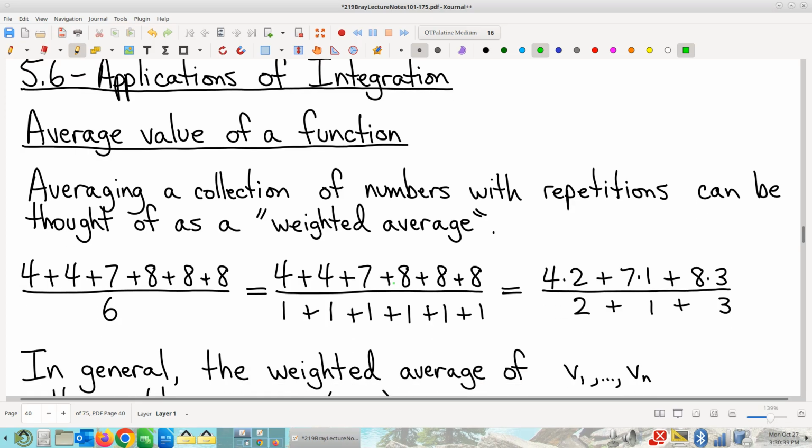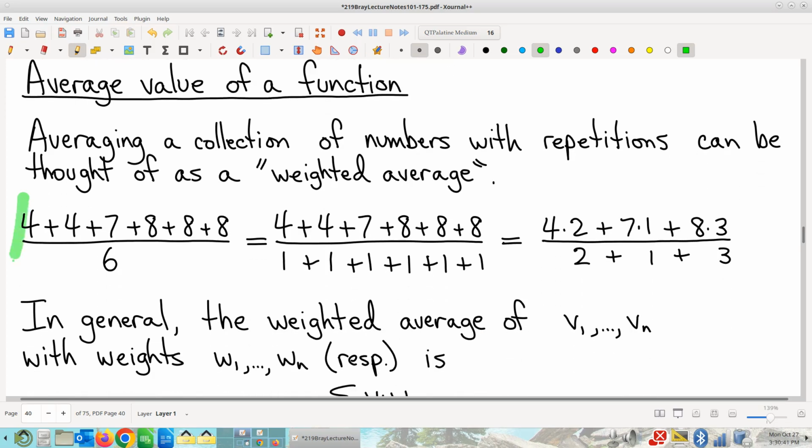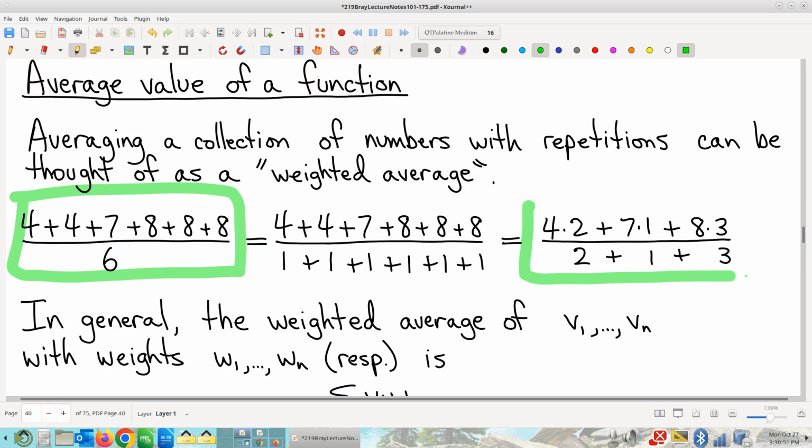So I'm going to start with this idea of averaging. Well, y'all know how to average, and we don't need to talk about that. That's pretty boring. Of course, you see I did some arithmetic here. The arithmetic is kind of trivial. But notice if you rewrite it like this, I can reinterpret what we're doing. If you look on the left here, I'm averaging 6 numbers, which I do by adding them up and dividing by 6.